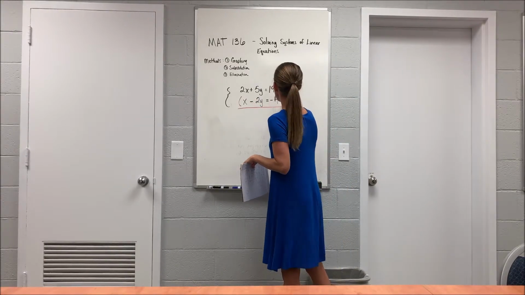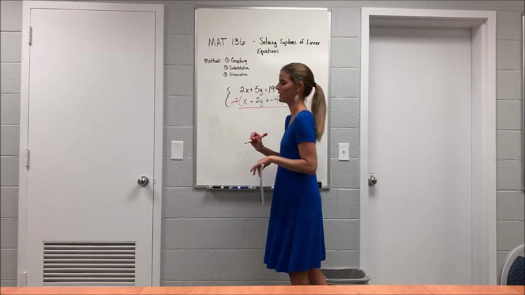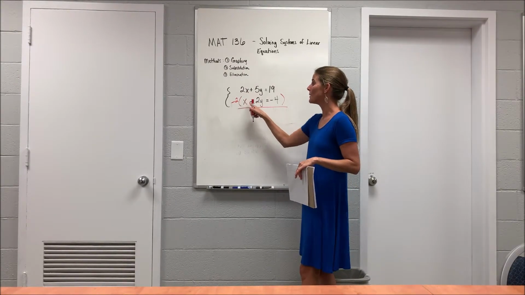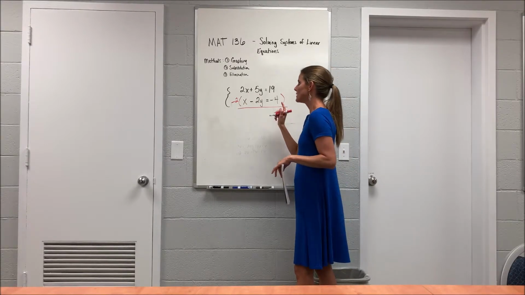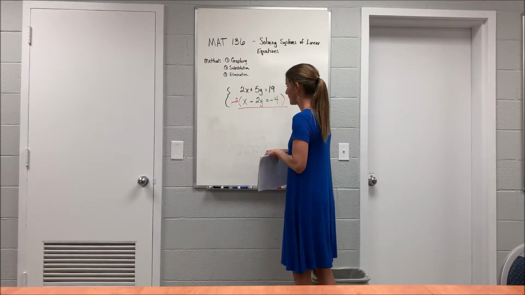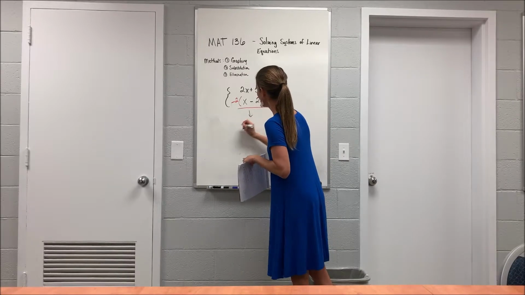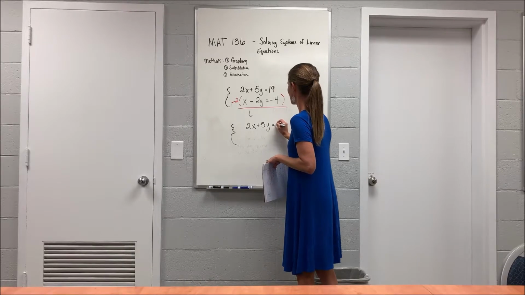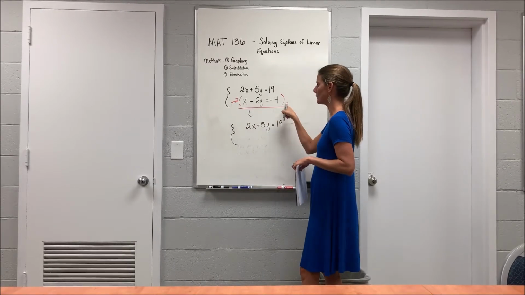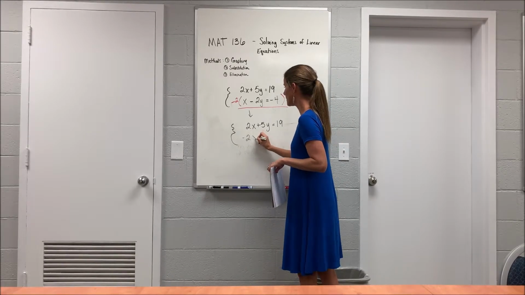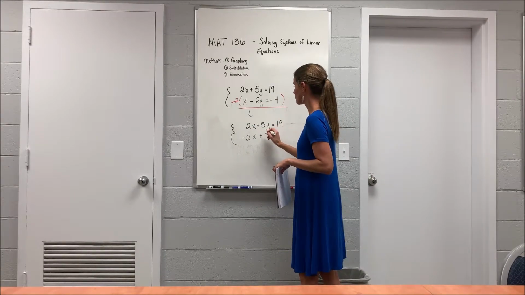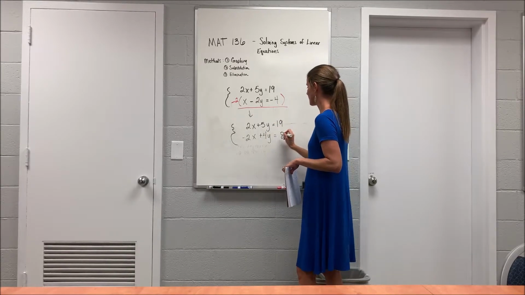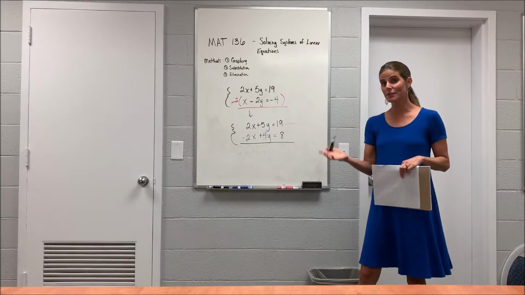So I'm going to multiply this entire equation by negative 2, because I want it to be the opposite of this 2x. But if I do it there, then I have to do it to everything. So I'm going to rewrite this whole equation now, so that I have these opposites. I'm going to rewrite that first one, and then take this negative 2 and multiply it straight across. So I've got negative 2x plus 4y equals positive 8.